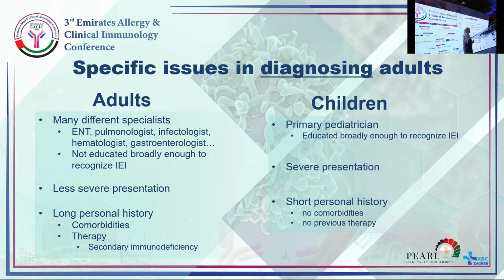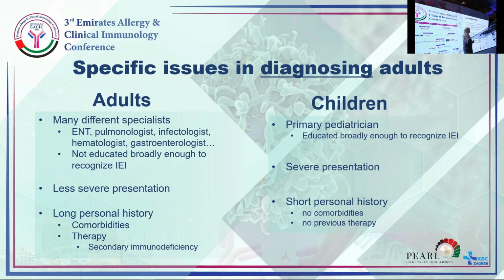Usually these patients are seen by many different specialists like ENTs or pulmonologists or infectious disease specialists because of their recurrent infections, usually of the respiratory tract, but also by hematologists because of cytopenias, autoimmune cytopenias, or even lymphomas that might have been caused by an inborn error of immunity. Also gastroenterologists, because these patients sometimes manifest with an inflammatory bowel disease. And sometimes these specialists aren't educated broadly enough and they don't see a pattern that all these manifestations might have a common denominator being an inborn error of immunity.